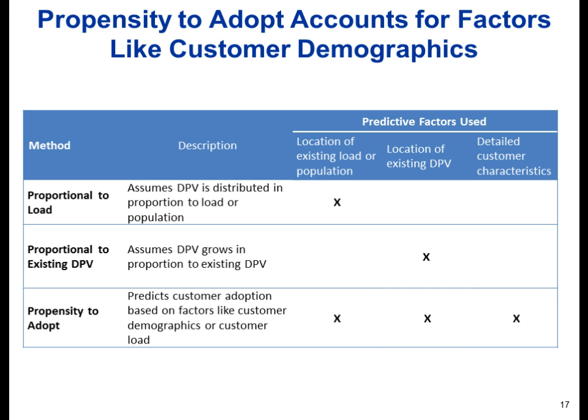But if resources are available to conduct a more refined assessment, a propensity to adopt DPV analysis can be done by estimating the detailed demographic and household information of customers. Then this propensity to adopt can be used to identify particular locations where distributed PV growth is expected. Better estimates of where DPV adoption is likely to occur can help improve estimates of the impacts of distributed PV on the transmission and distribution system.